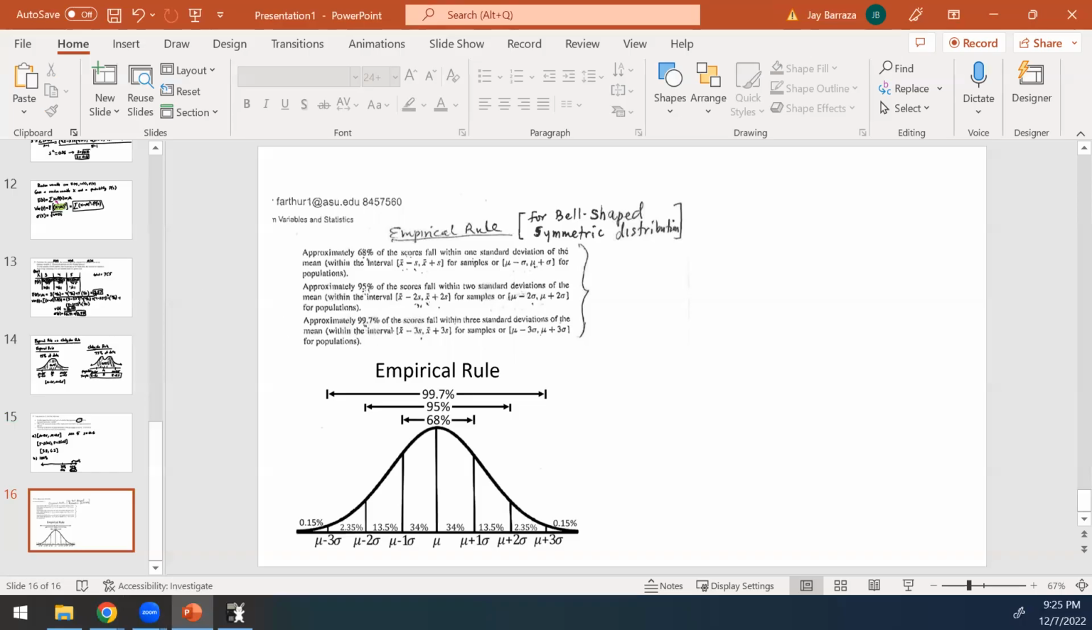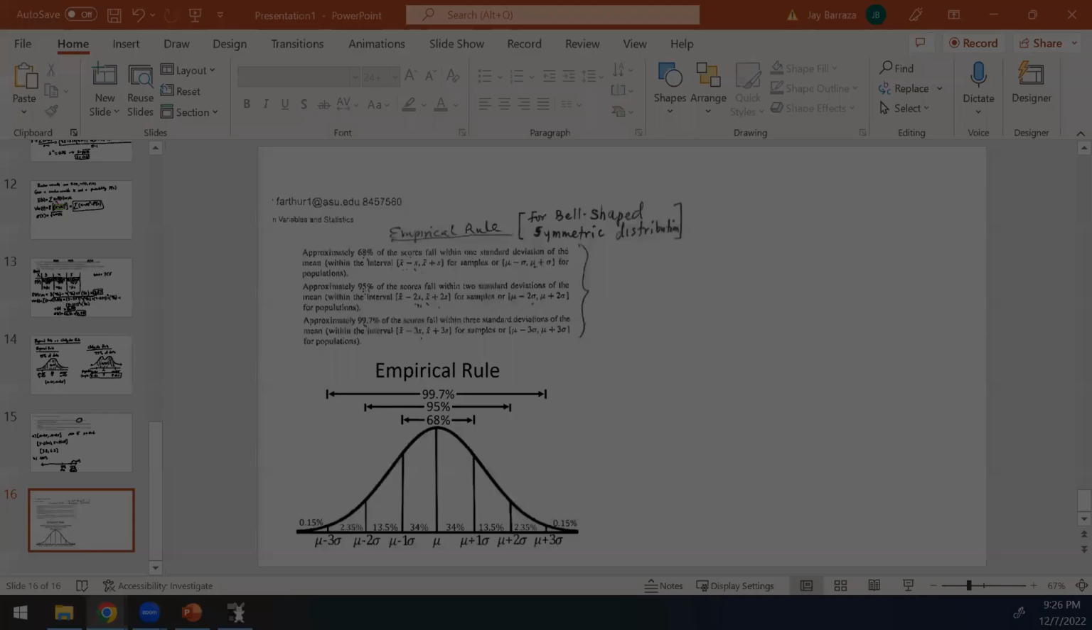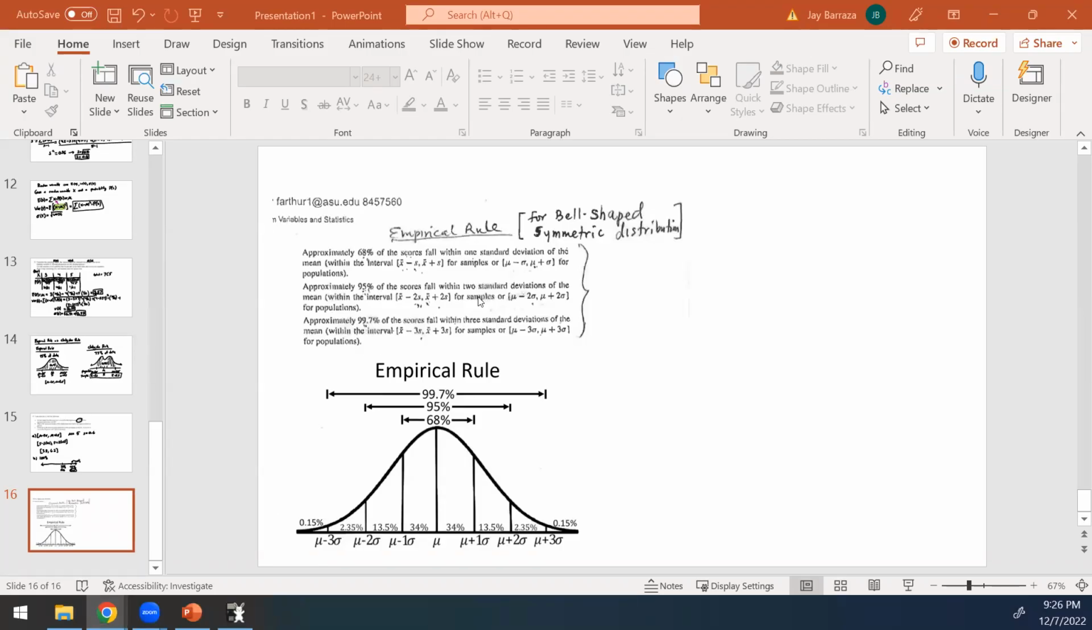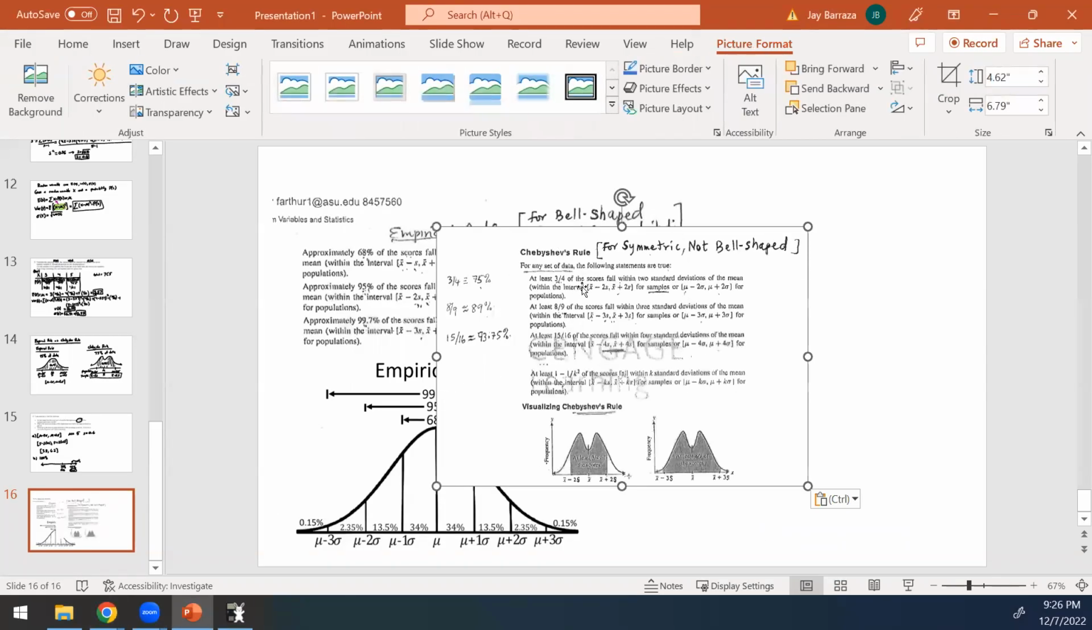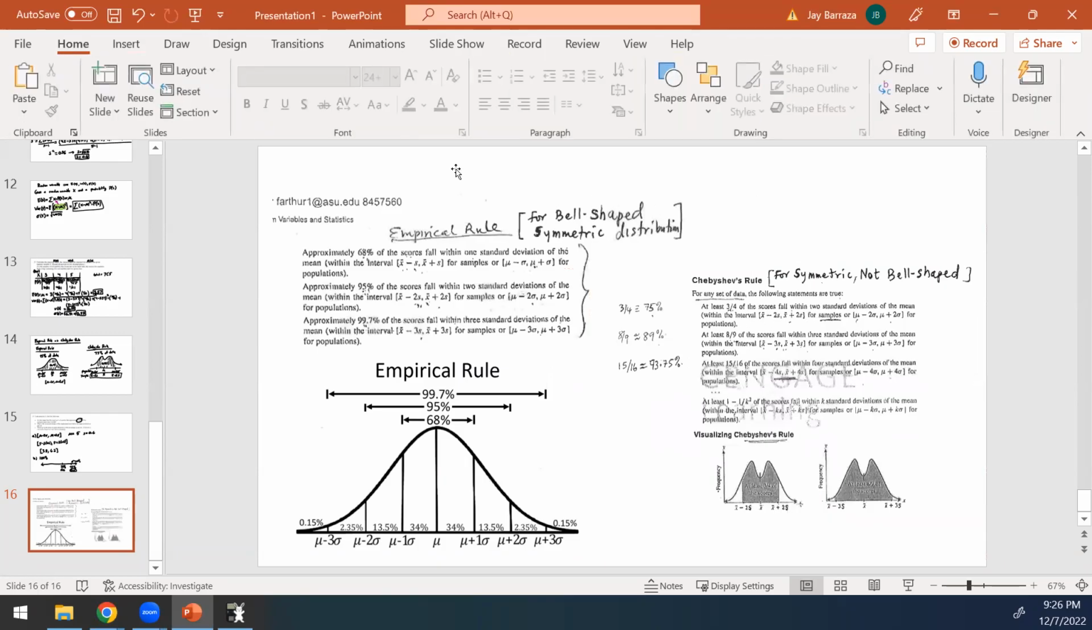All right. Any other questions? Just want to make sure before I move on to 9.5, which is normal distribution. Let's see if there's one for Chebyshev. There we go.